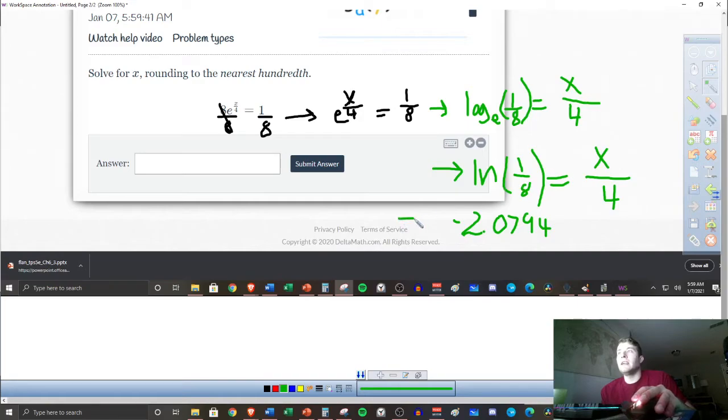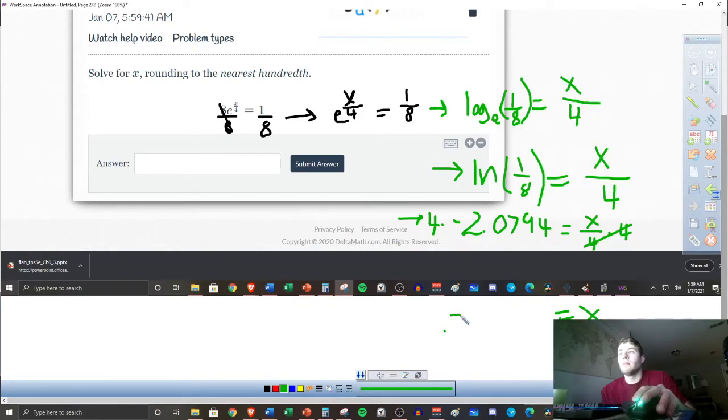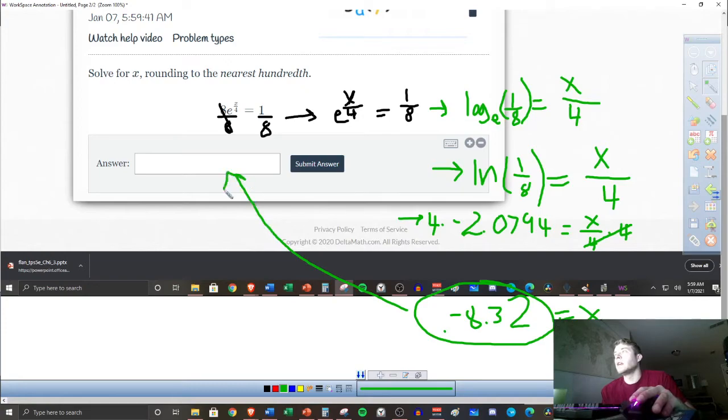That's the left side here. Now, how do we get x by itself? Inverse operation is multiply by 4. So times 4 on both sides. This goes away. We get x is equal to this number times 4. Now we want to round to the nearest hundredth, so I'm going to put -8.32. And that's the answer that's going to go here.